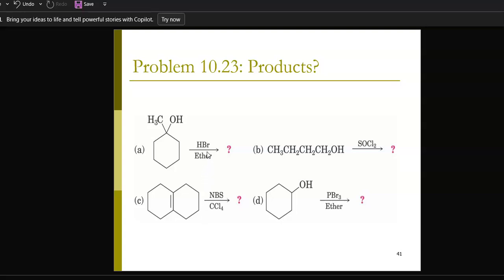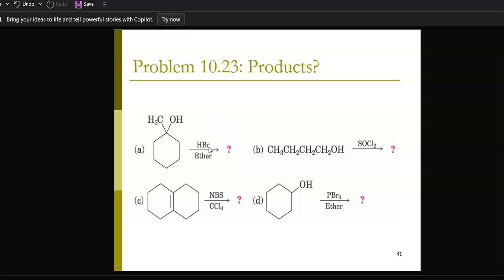This is the second part of chapter 10. Let's start by reviewing a couple of things which we studied in the previous section of chapter 10. We had talked about some methods of preparation of alkyl halides from alcohols and also from NBS.